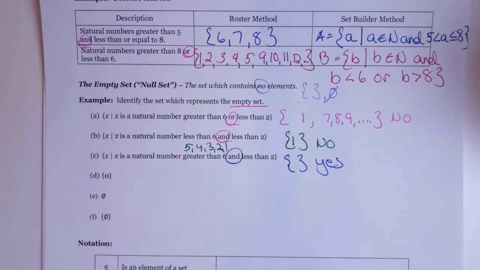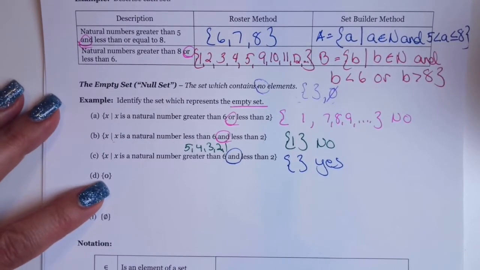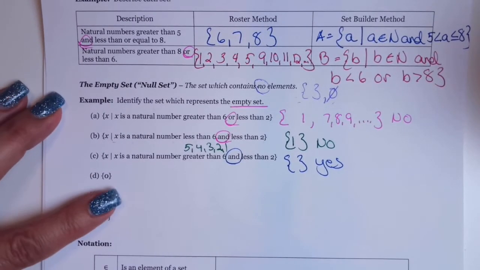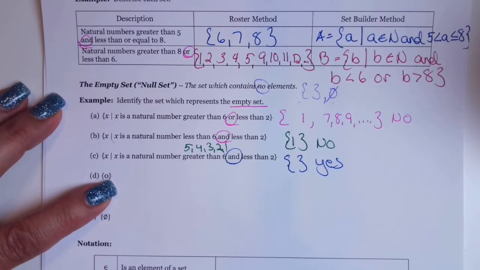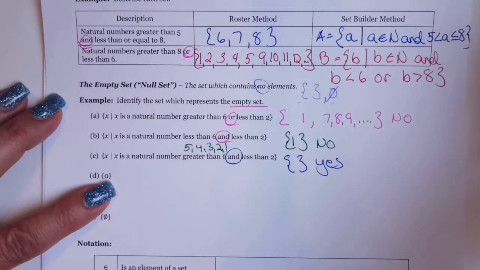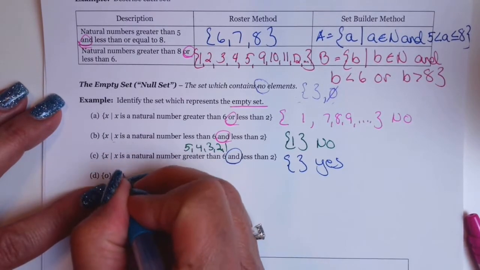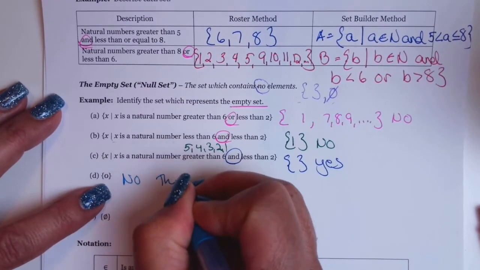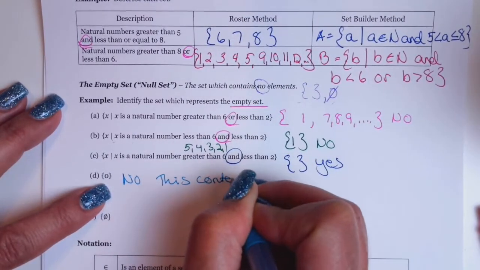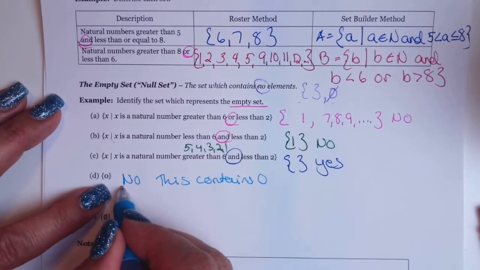Okay, let's look at D. Now, we have a 0 inside the braces. And this was the thing that I warned you about. This is not an empty set. It contains the 0. So it is not an empty set.